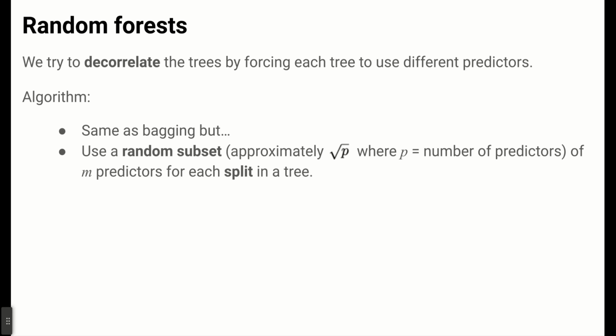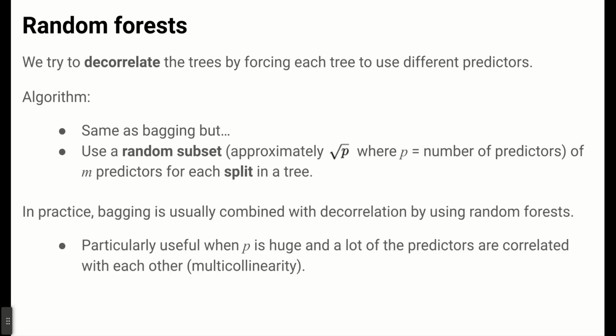This prevents situations where all trees use the same few strongest predictors in the first splits. In the housing price example that we just looked at, this would have prevented the trees from all having living area and land value as the first 2 splits. In practice, bagging is never usually used alone. It's typically always combined with decorrelation as part of the random forest algorithm. This becomes particularly advantageous in situations where the number of predictors is huge, and a lot of these predictors are related to each other, which is multicollinearity.